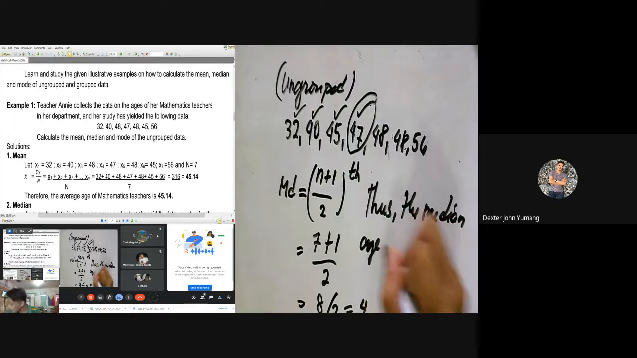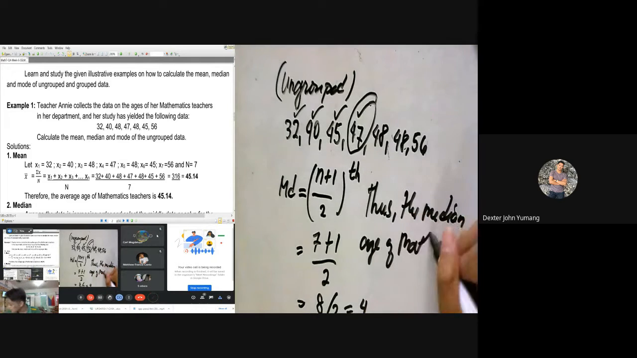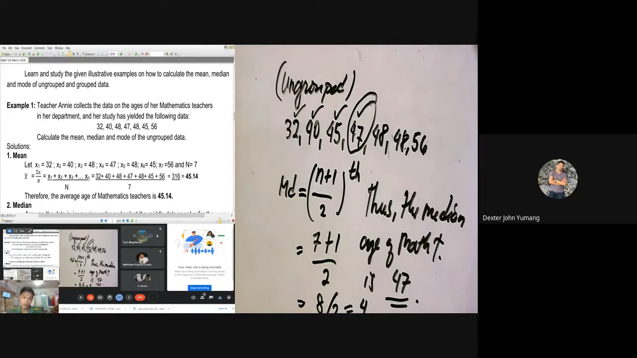Age of math teachers, saan to galing? Sa problem din po ito galing tong math teachers na ginamit ko, is 47. Okay? Yan lang po yung sagot. Thus, or therefore, the median age of the math teachers is 47. That is how to get the median of the ungrouped data.